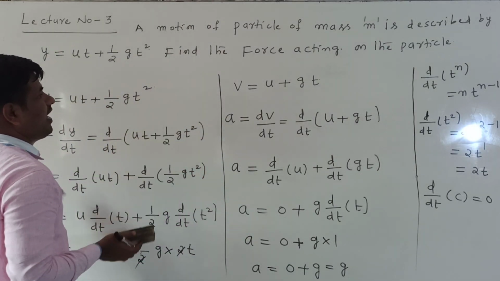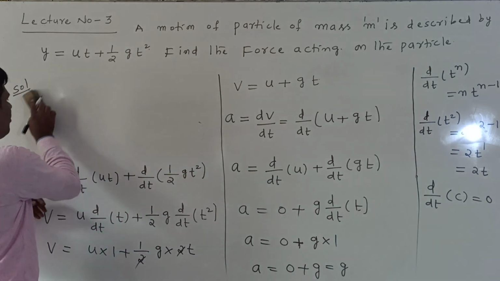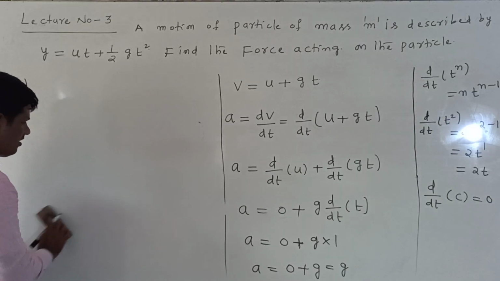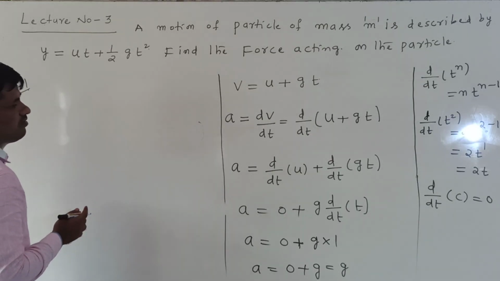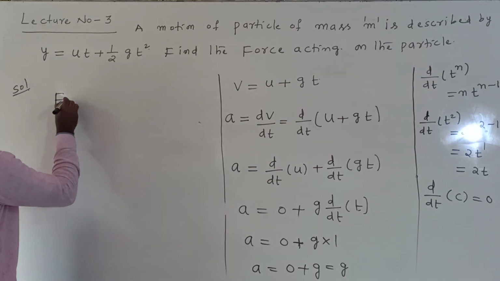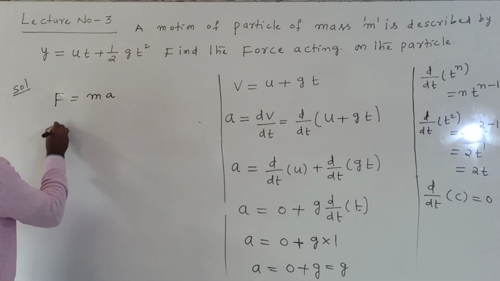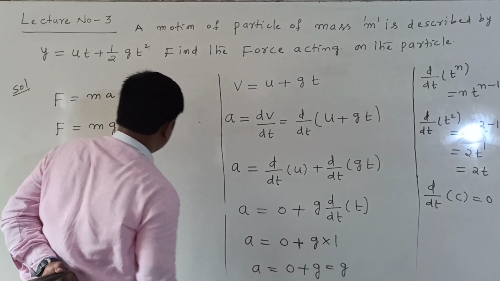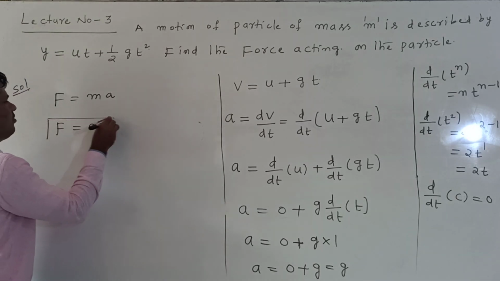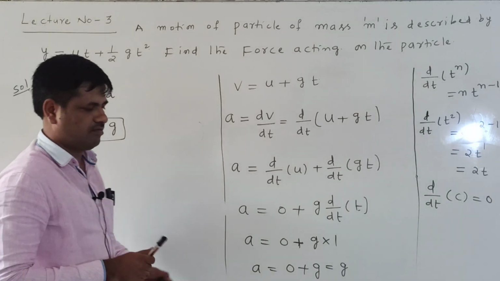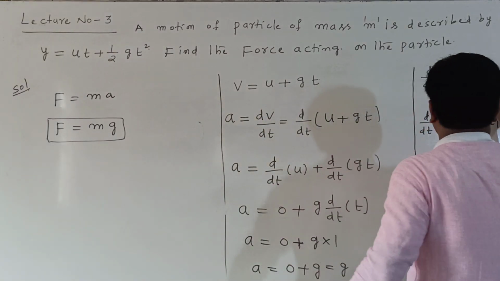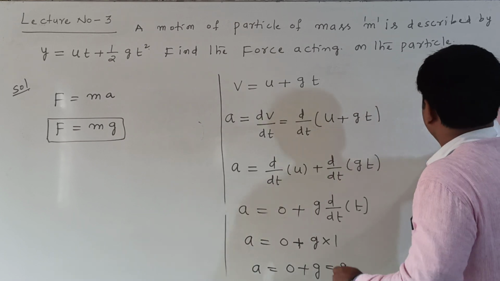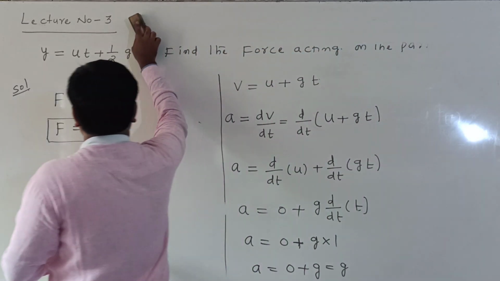Now they are asking to find the force acting on the particle. How to find the force? Force F is equal to ma. Now force F is equal to m into, in the place of a, g. So the force acting on the particle, F, is equal to mg. This is the force acting on the particle. We discussed two numericals based on Newton's second law of motion.